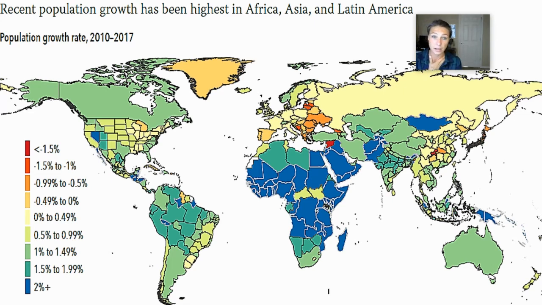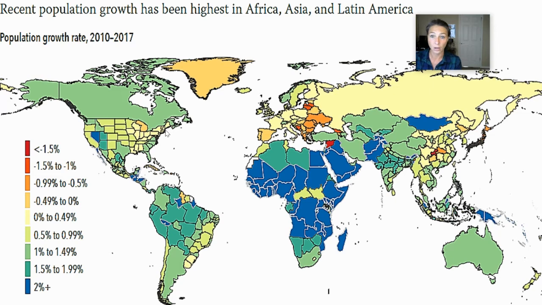So if you look at our country, you can see that this area over here, Nevada, is actually growing in population. And some of the other regions of the United States too are growing in population, where other parts of the United States are actually decreasing. So scale is actually important here as well.